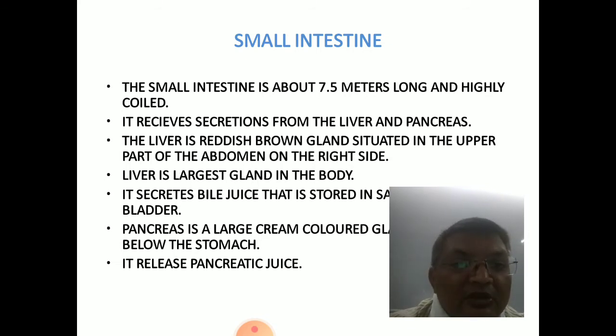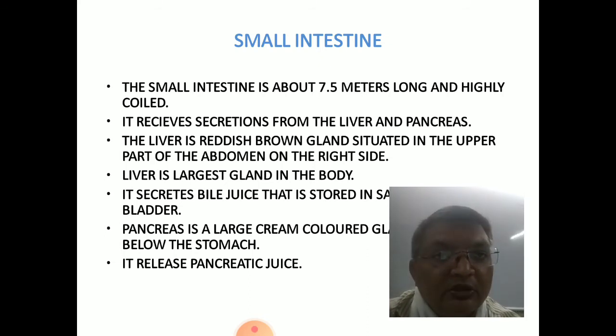And the pancreas is a large cream colored gland below our stomach, and it releases pancreatic juice. In short, remember students, the pancreas releases pancreatic juice and the liver releases bile juice. Both these juices mix with the food in the small intestine.